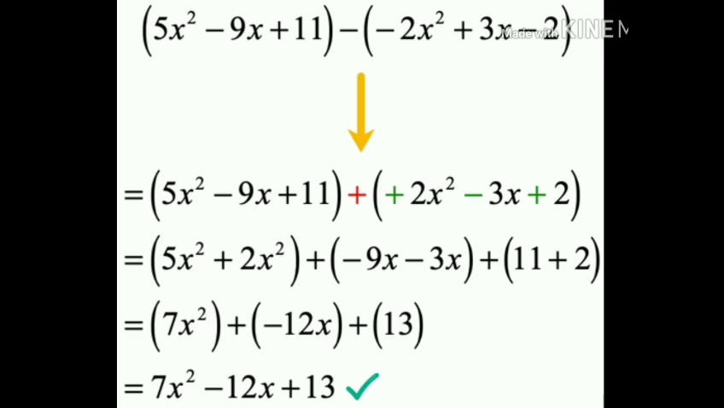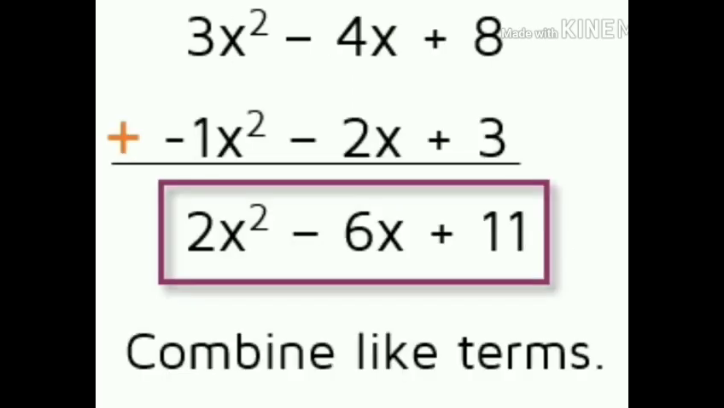Now, since you're done distributing the negative sign, you can now combine like terms. So it will become 5x squared plus 2x squared plus negative 9x minus 3x plus 11 plus 2. So the final answer is 7x squared minus 12x plus 13.